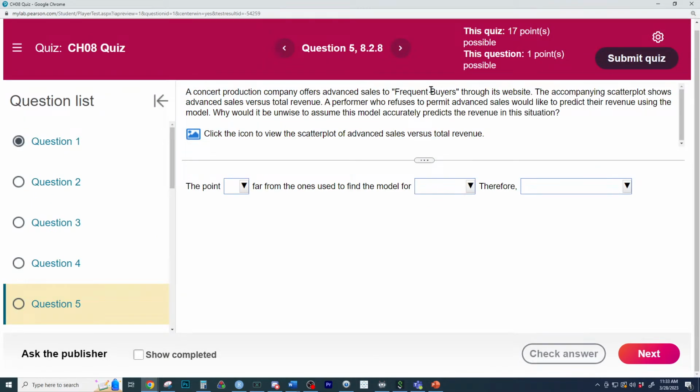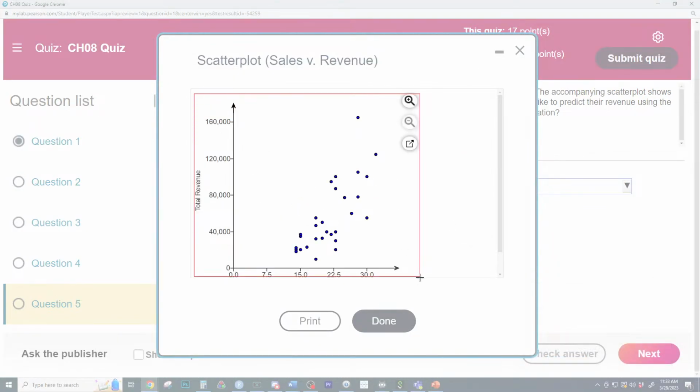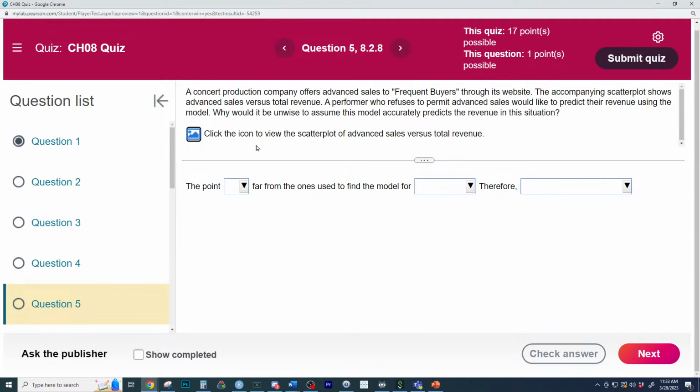A concert production is looking for advanced sales. They're like, man, students love concerts. Let's write a bunch of questions about this. The company scatter plot shows the advanced sales versus total revenue. So there's their revenue. What do you immediately notice on this, Jesse? I don't know if you immediately notice it, but I do. What do you notice about this? Well, there's a lot of issues with this. It does look curved. I noticed that too. So it looks curved. And then there's no data below 15. So that's some things to note right there.